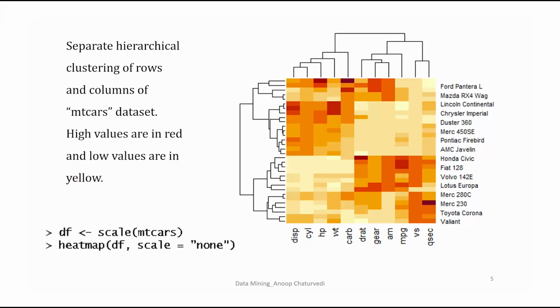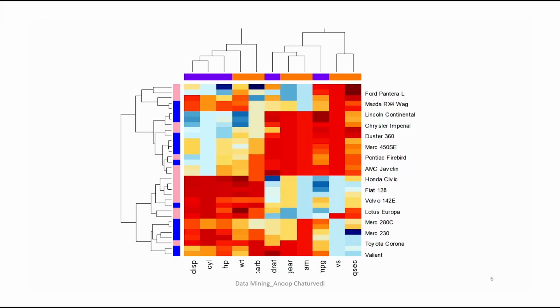Now, we have considered the mtcars data set. Again, since we have used the mtcars data sets in various previous examples, I am not going to discuss this data set in detail here. And then we have applied separate hierarchical clustering of rows and columns to the mtcars data set. And then in this heat map, high values are in red and low values are in yellow. Or this is also the heat map for the same data set.